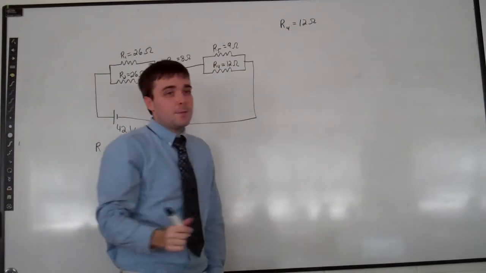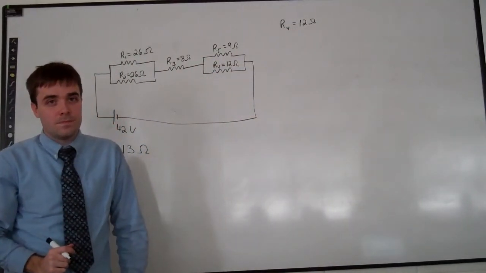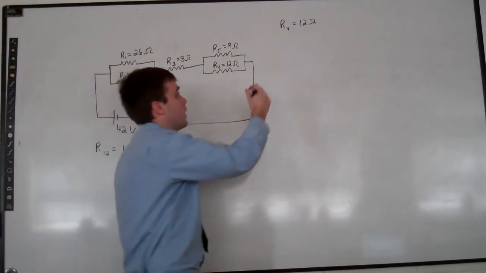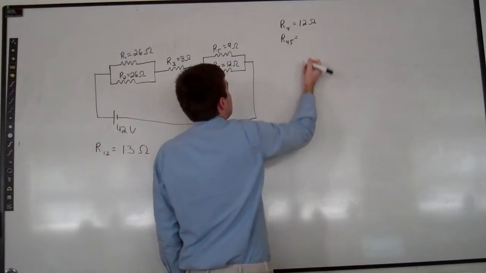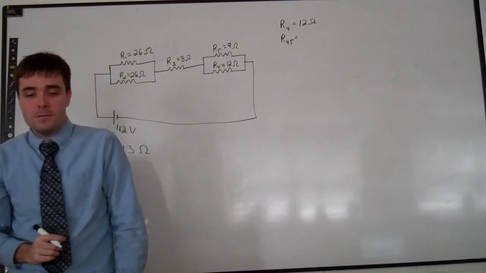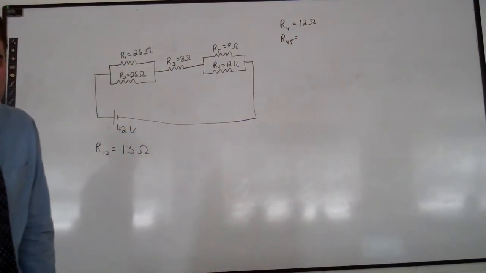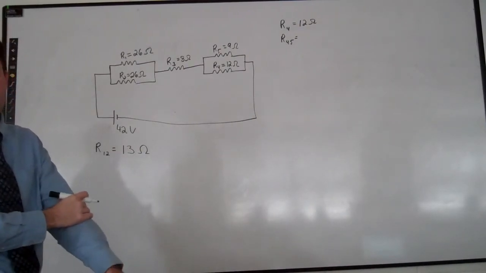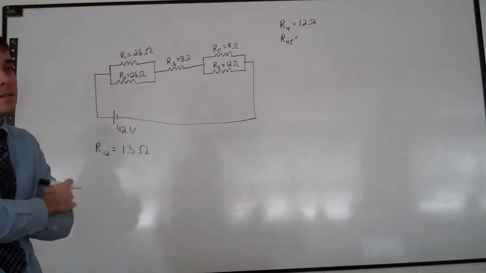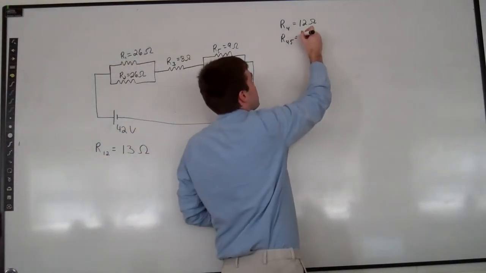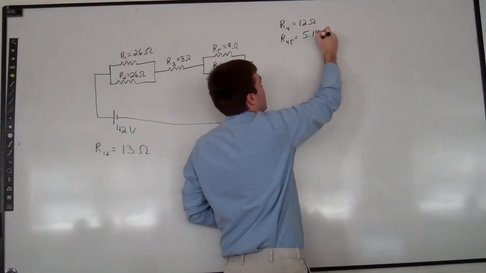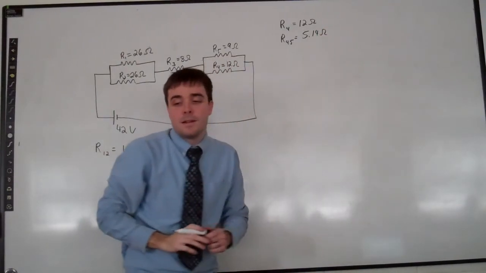What's our next step to solve the total resistance? R4 and R5. R4,5. And it's going to be 1 over 9 plus 1 over 12. And then take the reciprocal of that. Somebody tell me what that one equals? 5.14. Yeah. Try again.